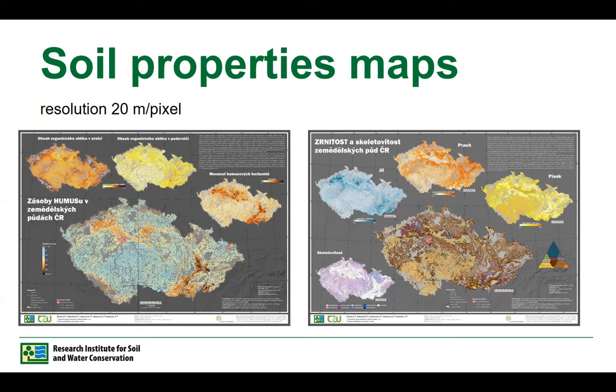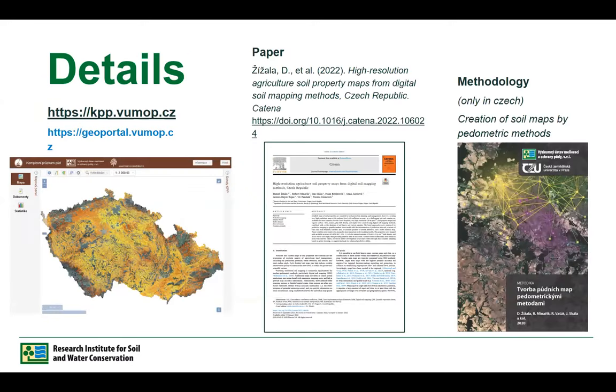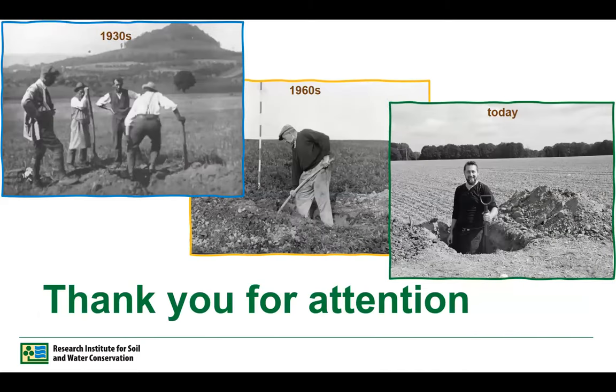These maps are at a resolution of 20 meters per pixel and are available for the Czech Republic. And if you want, you can see the results on our geoportal at this address. Some details about the methodology you can find in this paper in the Catena journal, or in our methodology, but only in Czech. It's all from me. Thank you for your attention. And as you can see, even though we use a modern method, the method of collection of data is almost the same throughout history. Thank you.